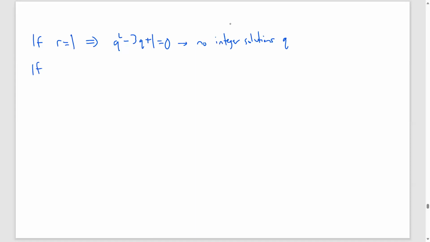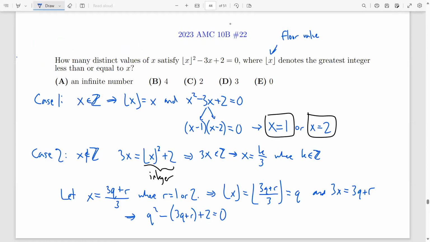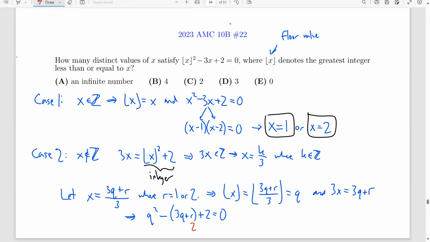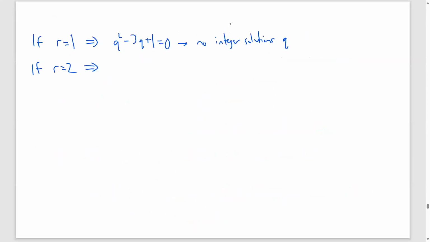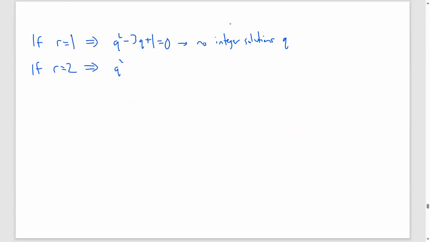On the other hand, if r is equal to 2, if I substitute r with 2, then I'm going to get q squared minus 3q minus 2 plus 2, which is the same as q squared minus 3q. So I get q squared minus 3q equals 0. This means that q is equal to 0 or q is equal to 3.